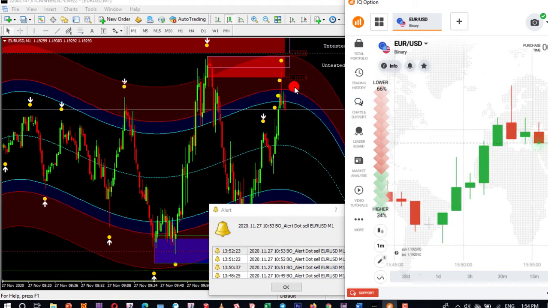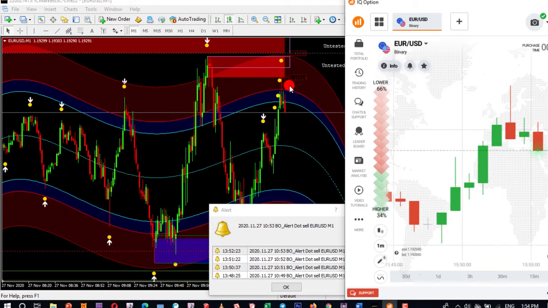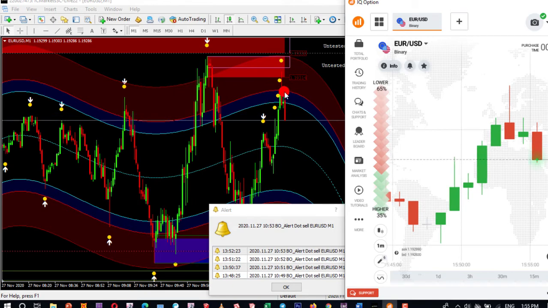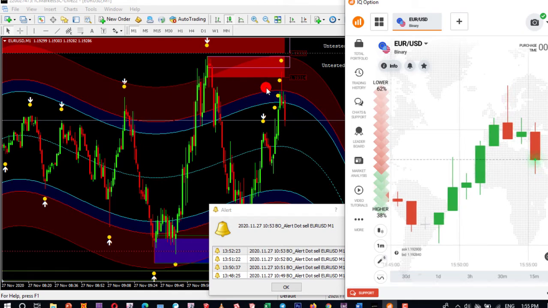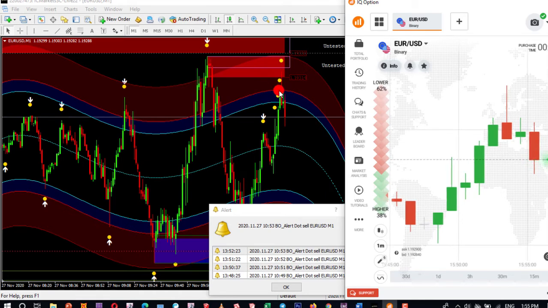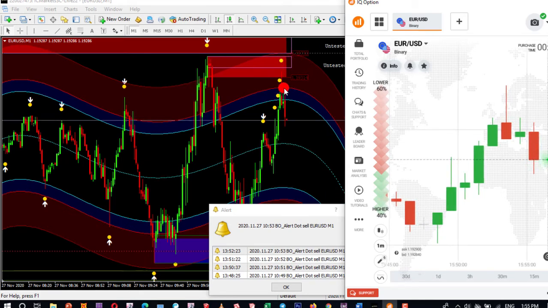So that's why I told you to use 4 to 5 minutes. If you use 1 minute, then you will lose one trade, but you will definitely win the second trade. It is the beauty of this strategy. And if you use 3 minute or 4 minute, then there is no need to follow martingale. You will win on the first trade.